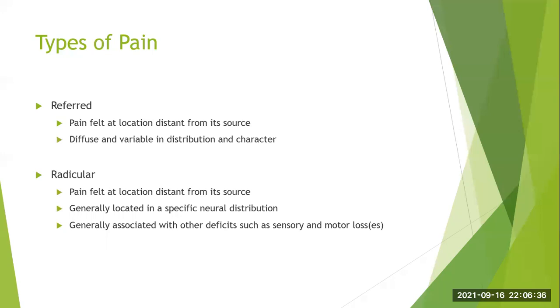Radicular pain is also felt at a location distant from its source, but it's generally located in a specific neural distribution. And it's generally associated with other deficits such as sensory or motor losses. So when people have sciatic pain where it radiates from their lumbar and sacral nerve roots down the back of their leg, that's radicular pain. So it's located in the sciatic nerve distribution, and it can be associated with sensory and motor losses in that distribution.